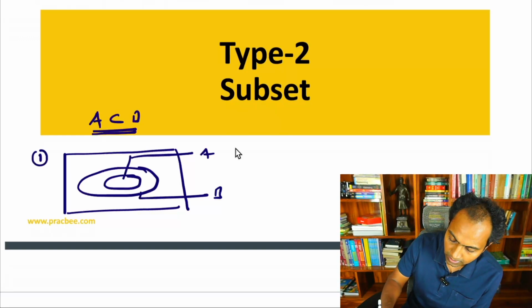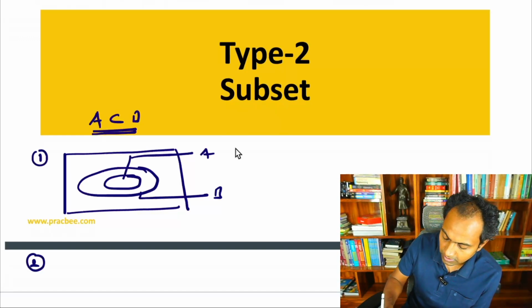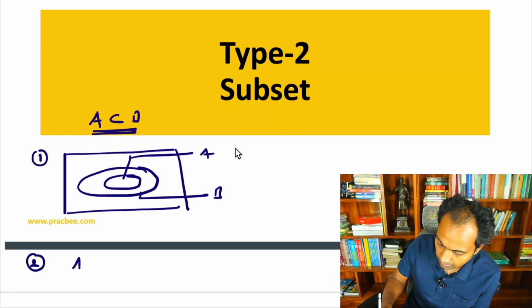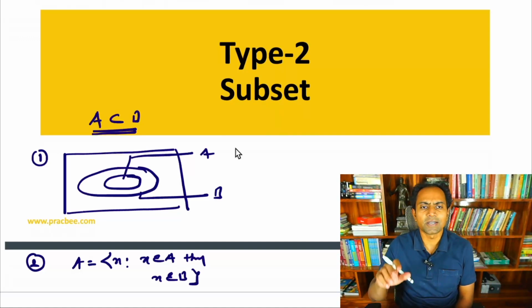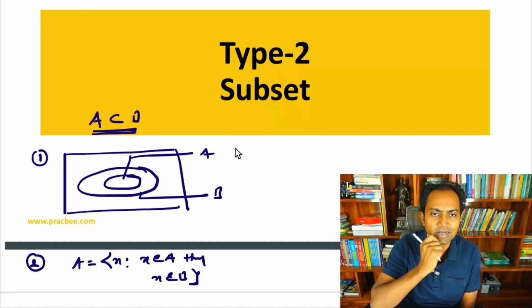This is one. Another thing is, if I go with the set builder definition, it will say that x is such that if x belongs to A, then x will also belong to B. This is the set builder definition. That would mean that if there is an element that is there in set A, it will also be there in set B.